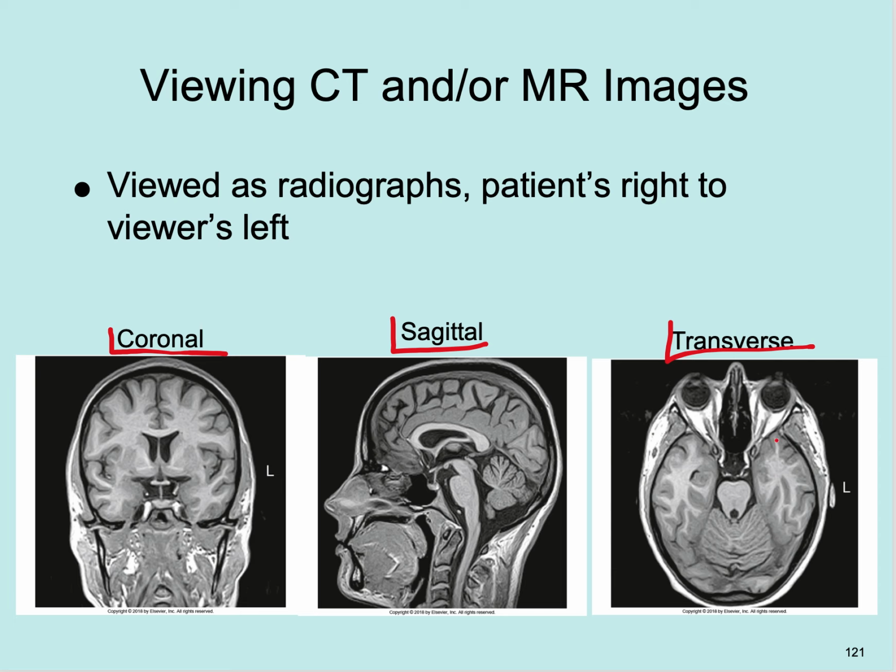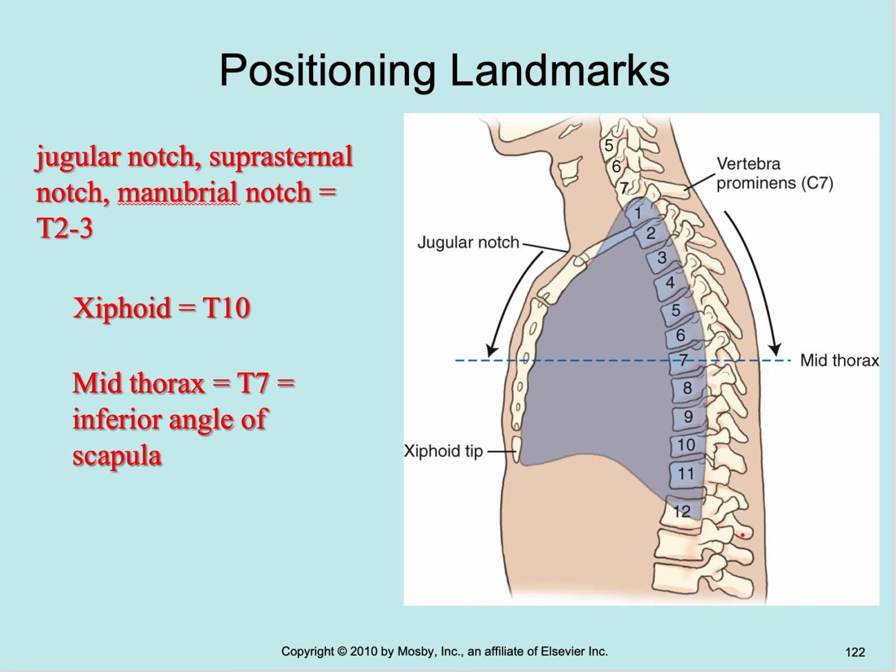Transverse or axial. Basically, I'm going to scan from the head of the patient all the way down through the body to the foot of the patient, or from the foot all the way up to the head of the patient. So we do have some positioning landmarks that we talk about. So our jugular notch, also called our suprasternal notch, or the manubrial notch, and make sure that you understand all three of these and are able to remember them, because we're going to talk about them as either the jugular notch or the suprasternal notch or the manubrial notch, and that is right here.